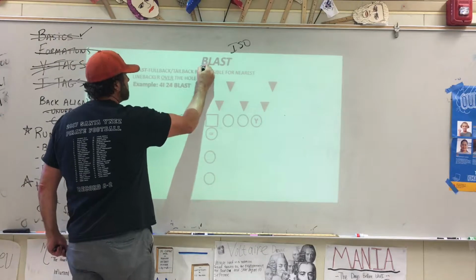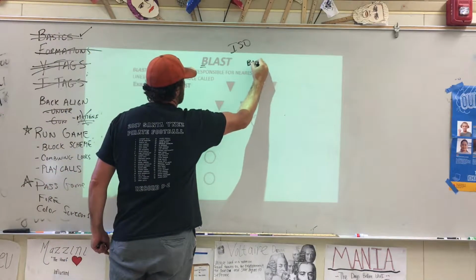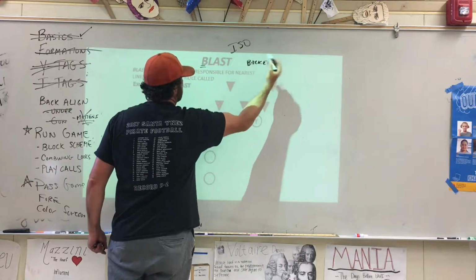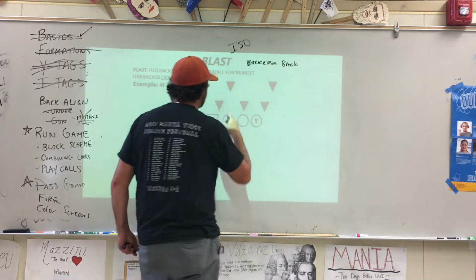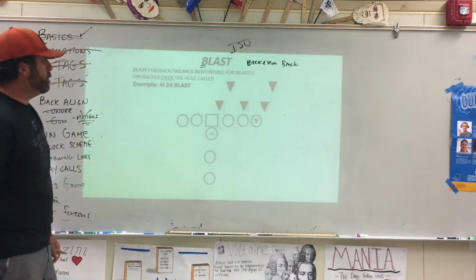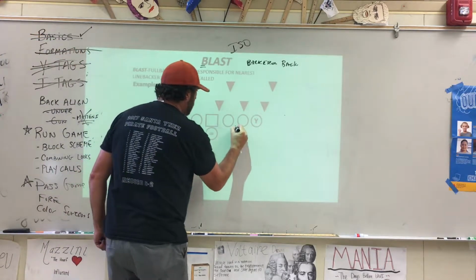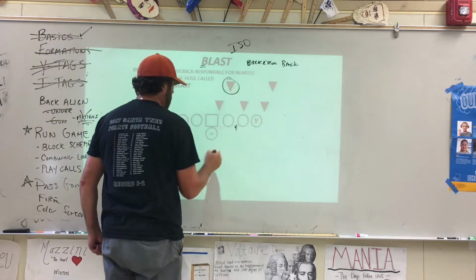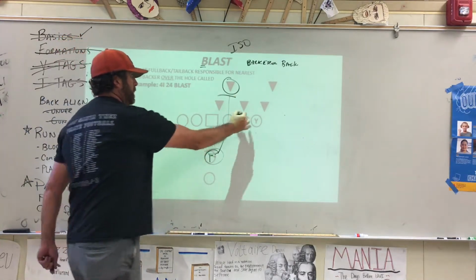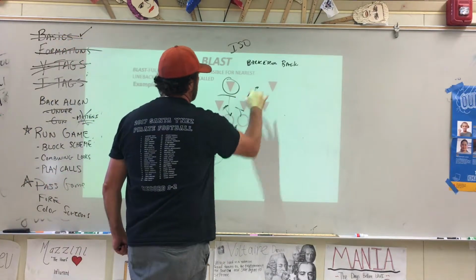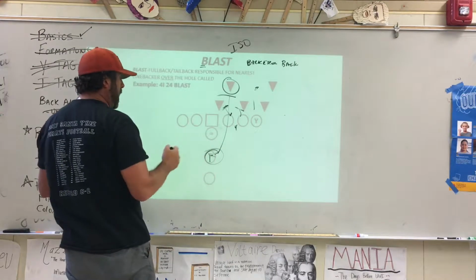So in blast stands for backer and tailback, or fullback and back. The back is responsible for the backer over the hole. So in this case, if we're calling 24 blast, 4 hole, backer over the hole is going to be taken by this guy. Okay? So the linemen are just responsible for the lineman, however they block it.